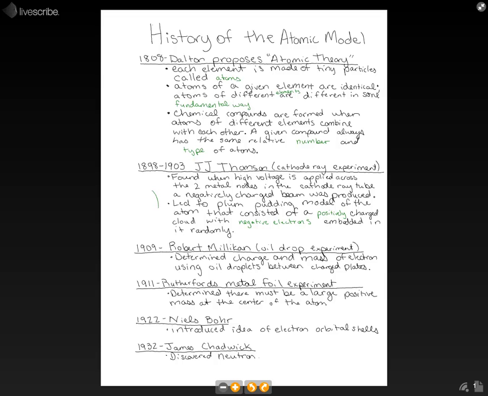So over here we'll just draw what that looked like. So we have our positive cloud, and inside of that positive cloud he just had electrons randomly throughout.